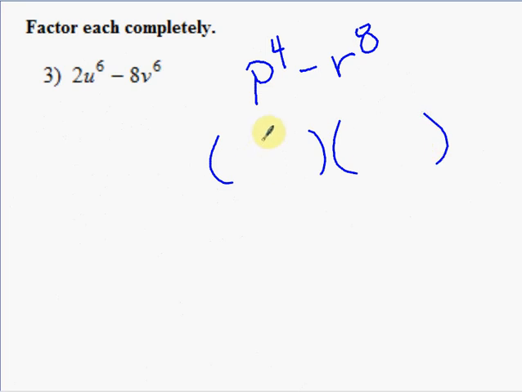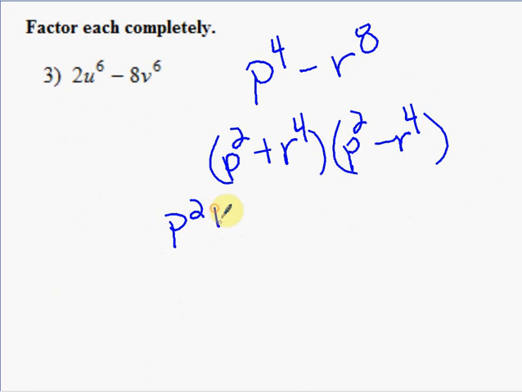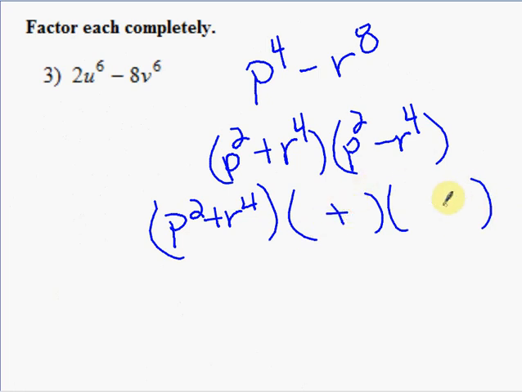Difference of squares means 2 sets of parentheses. We have p squared plus r to the 4th and p squared minus r to the 4th. Okay. Now the first set of parentheses, or the first quantity, has a plus in between the 2 terms, and so if there's not a GCF, it's already factored completely. But the second set of parentheses I see is a difference of squares, so I'm going to factor further and say that I have p plus r squared and p minus r squared.